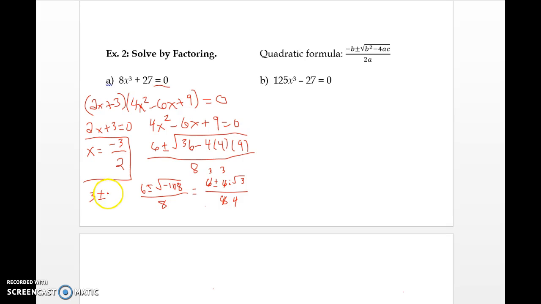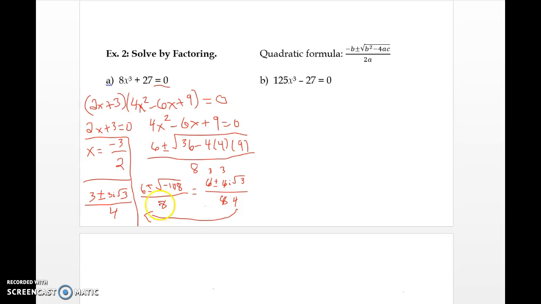Three plus or minus 3i root 3. And this plus or minus gives me 2 answers. This is my third answer. Because I have a cube, I need 3 answers. And that's how we factor or solve by factoring for a cubic function.